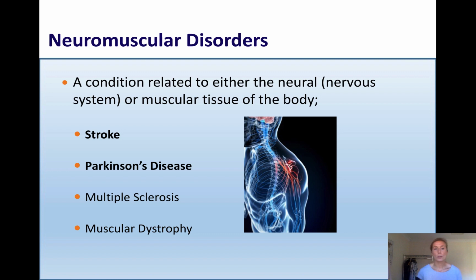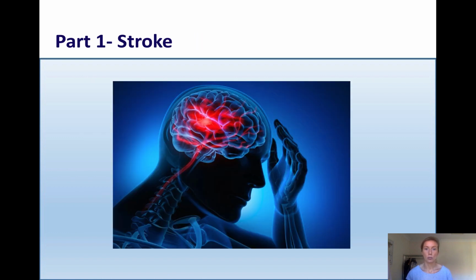So in terms of neuromuscular disorders, guys, what we're talking about here is any kind of condition that's related to either the neural or the nervous system or muscular tissues of the body. Like I said, 2 we're going to talk about today, stroke and Parkinson's disease. You might already be somewhat familiar with those 2 conditions. Next week we're going to look at multiple sclerosis and muscular dystrophy. So kicking off with stroke to begin with.